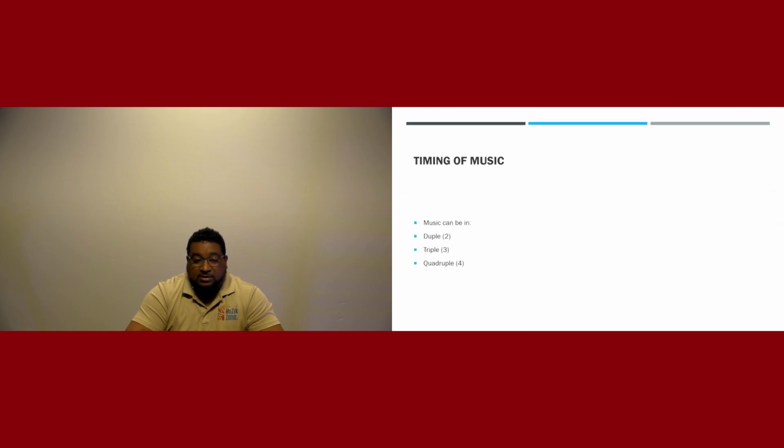In terms of the timing of music, there are 3 types of times that we use, or beats. Music can be in duple time, which represents 2, in triple time, which represents 3, and in quadruple time, which represents 4. Now, there's also simple and compound. Simple means that each note is easily divided by 2, and compound means that each note represents three things.